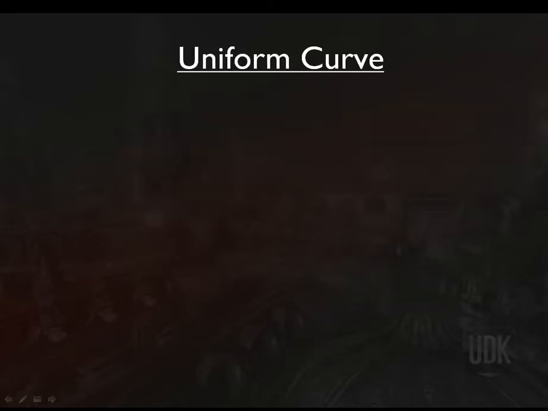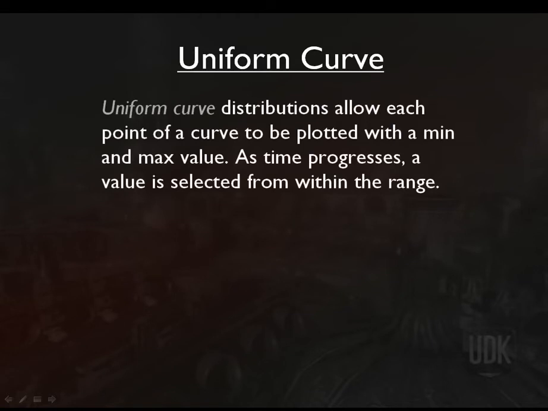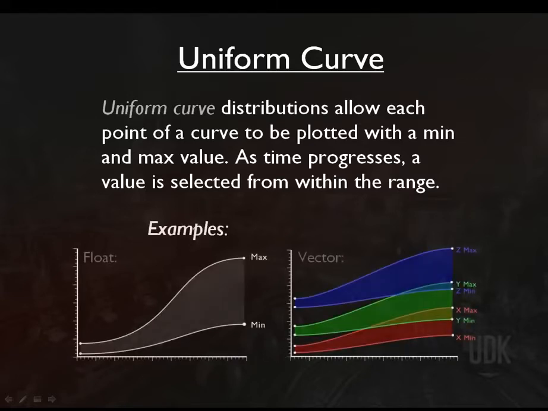Now, next we have a uniform curve, and this is a little more complex. Uniform curve distributions allow each point of a curve to be plotted within a min and max value. And as time progresses, a random value is going to be selected from within that range. Now here's what this would look like if graphed out. For a float, notice we have 2 curves, a min curve and a max curve, and the shaded area in between would be the random area from which a value would be called.